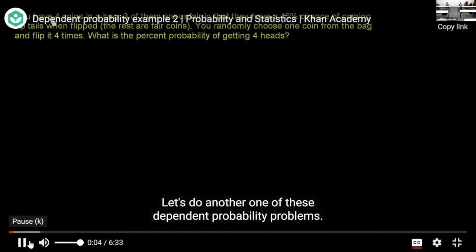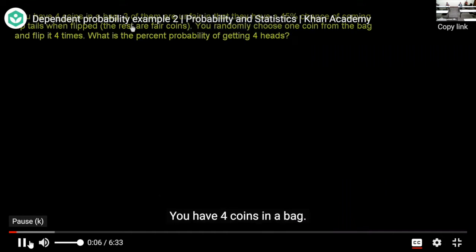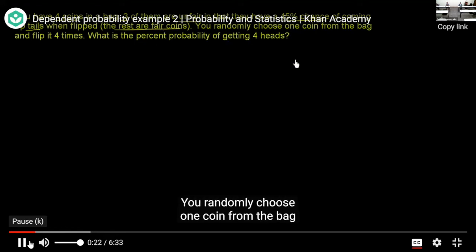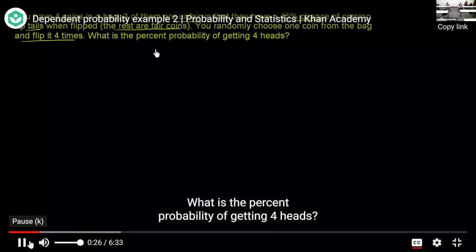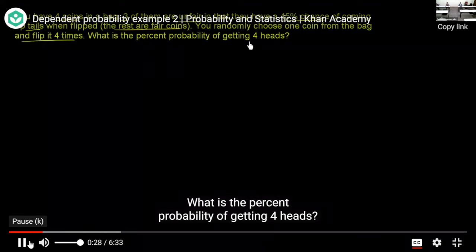You have 4 coins in a bag. 3 of them are unfair in that they have a 45% chance of coming up tails when flipped. The rest are fair. So for the rest of them, you have a 50% chance of tails or a 50% chance of heads. You randomly choose 1 coin from the bag and flip it 4 times. What is the percent probability of getting 4 heads?